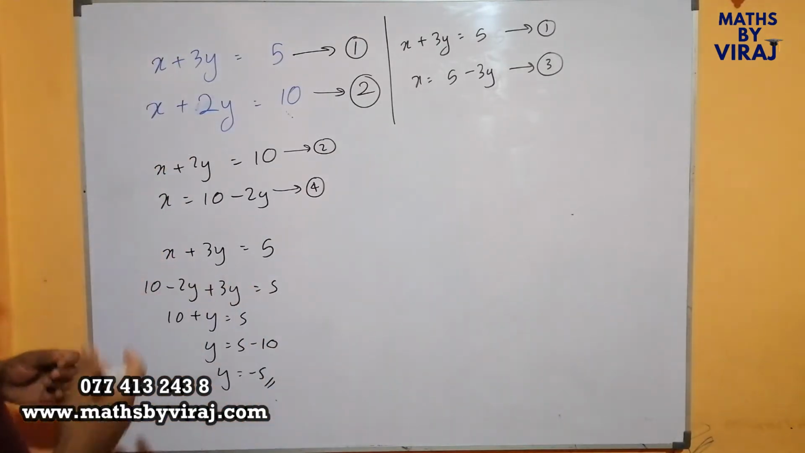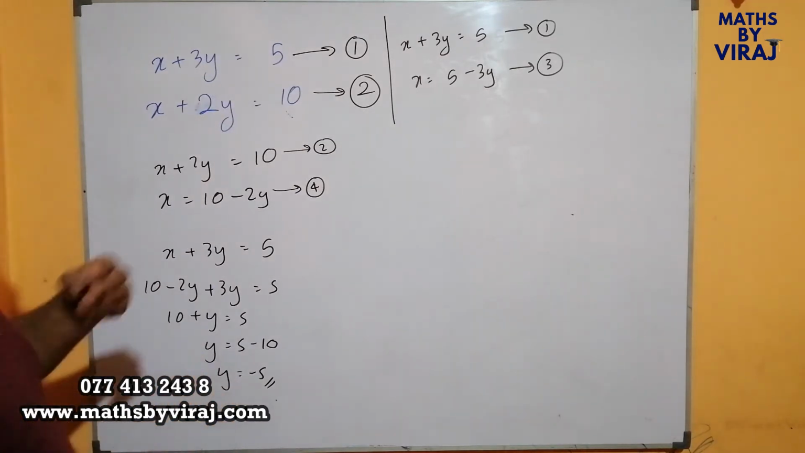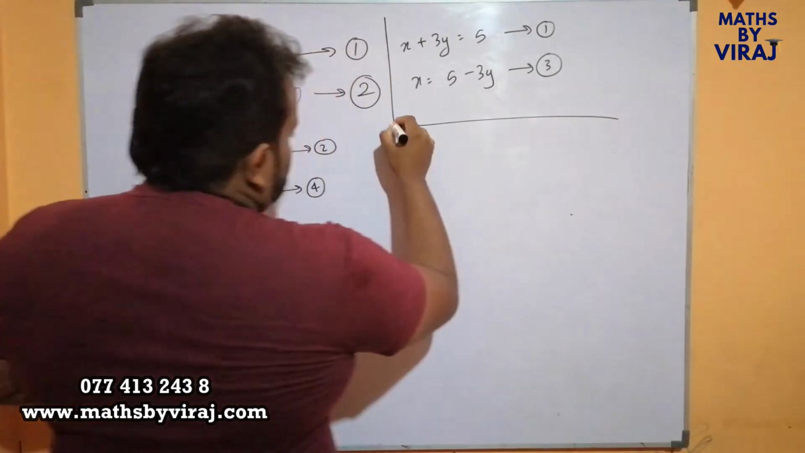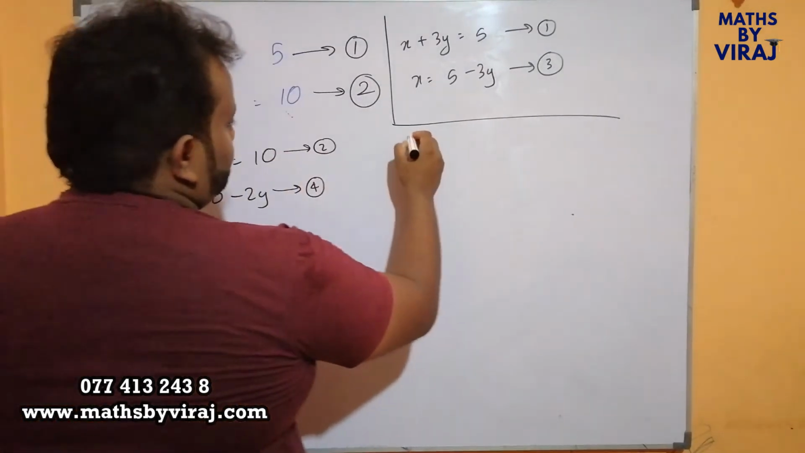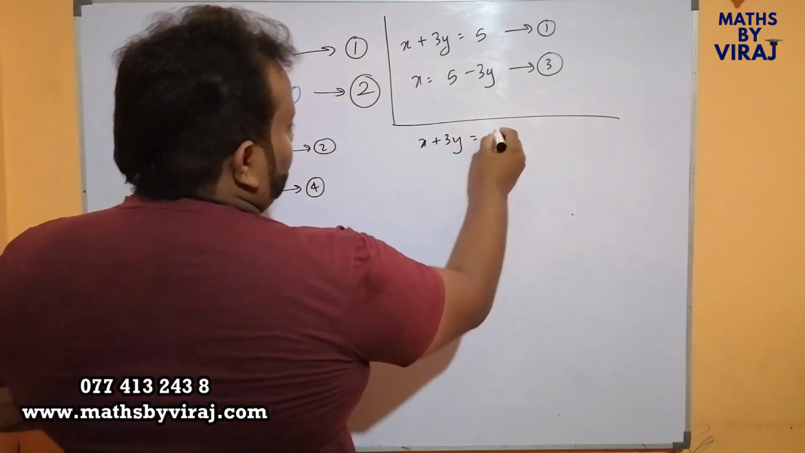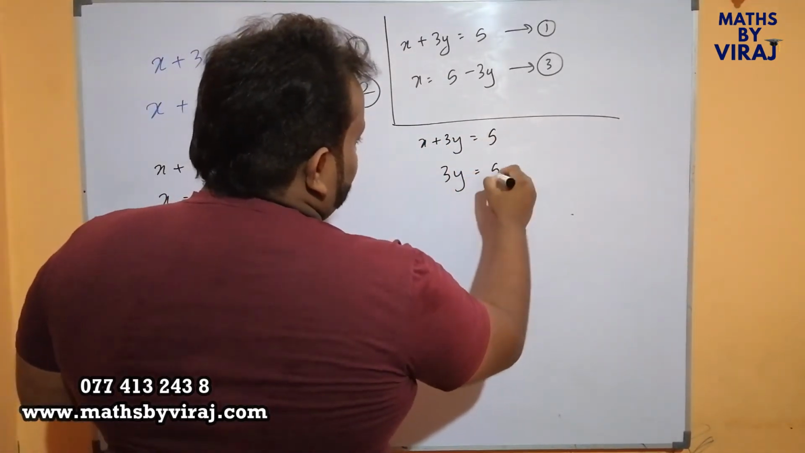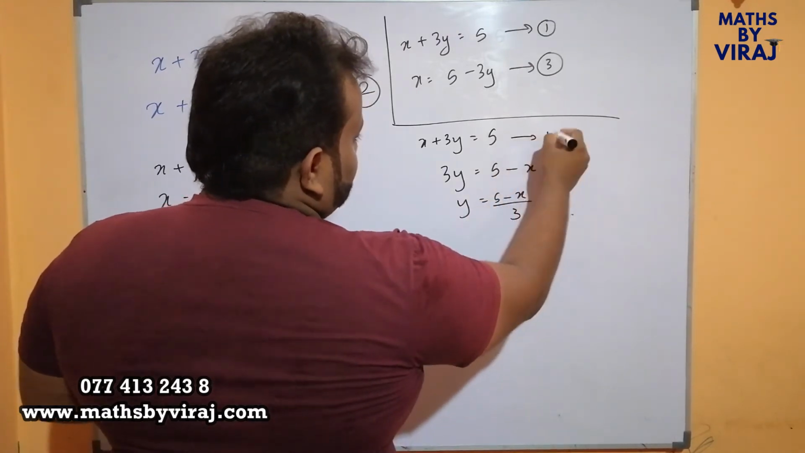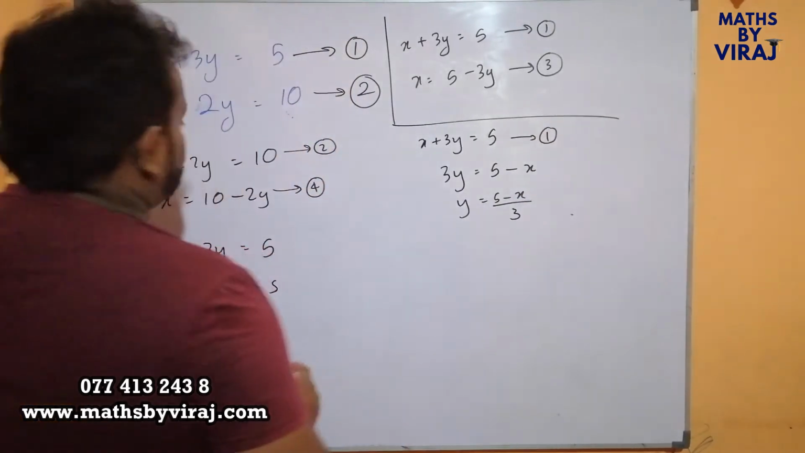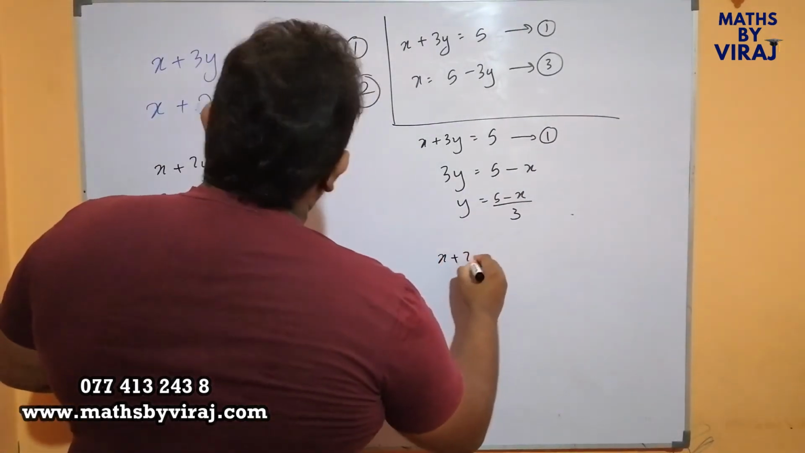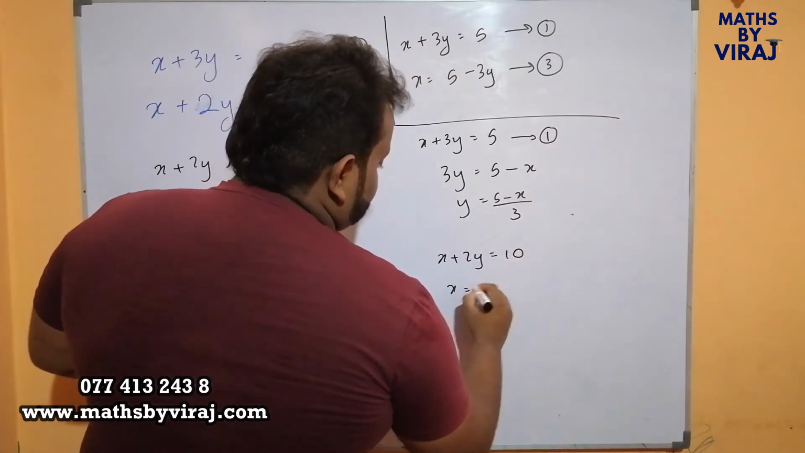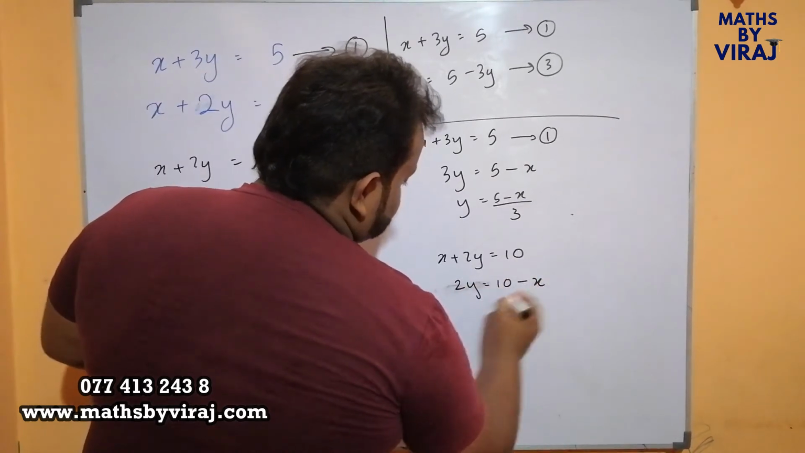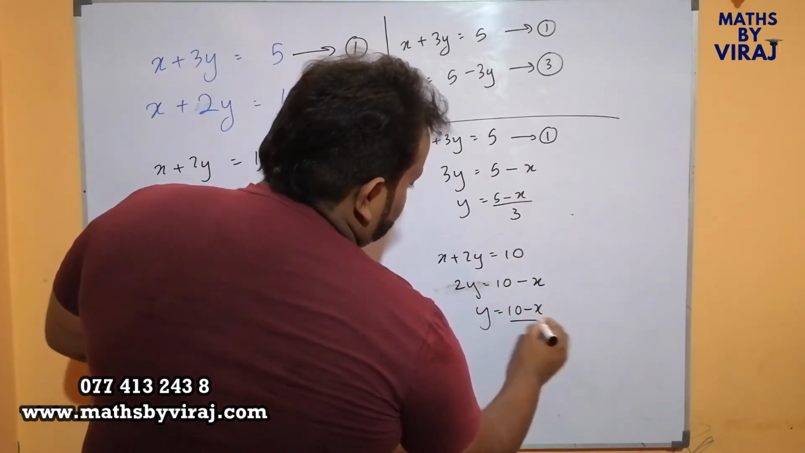But again, the question arises, why did I choose x to be the subject and not y? Fine. If I chose equation number 1, x plus 3y is equal to 5. 3y is equal to 5 minus x. y is equal to (5 minus x) over 3. This is from equation number 1. If I choose equation number 2, x plus 2y is equal to 10. 2y is equal to 10 minus x. y is equal to (10 minus x) over 2.